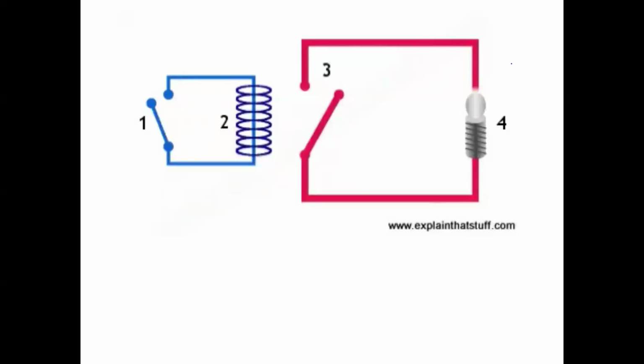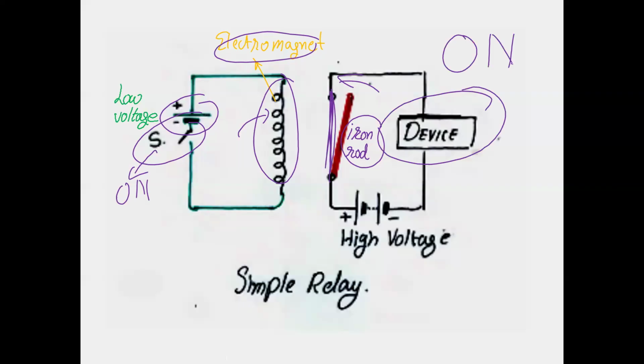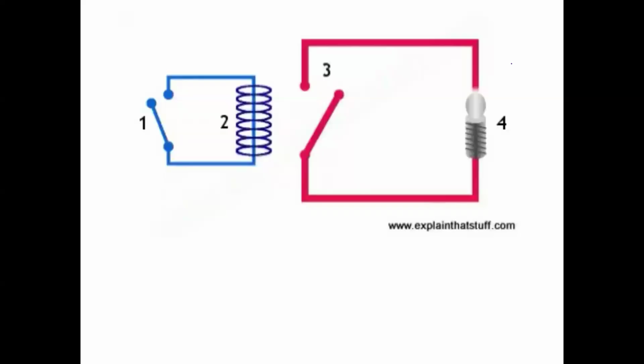A relay is basically a combination of two circuits. The left hand side one is a low power circuit. The right hand side is a high power circuit. What we do is use the left hand circuit, the low voltage one, to switch the high voltage circuit. The concept is simple to remember: a relay is a switch.